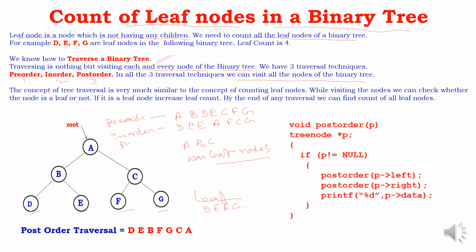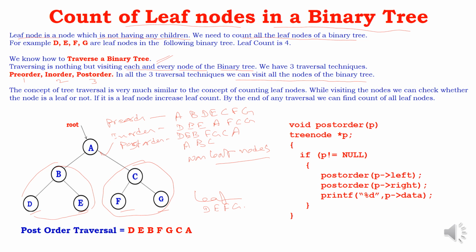Suppose it is post-order. We traverse the left subtree in post-order, traverse the right subtree in post-order, then visit the root node. Left subtree in post-order: D, E, B. Then traverse the right subtree in post-order: F, G, C. Then root node A. So in this way, we can visit all the nodes. In pre-order, in-order, and post-order, we are visiting all the nodes.